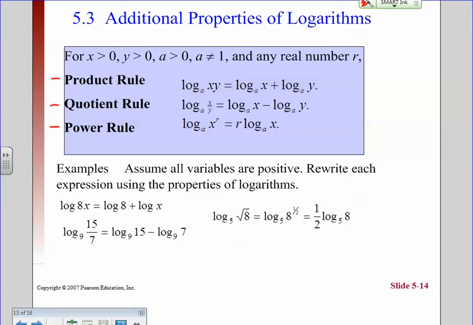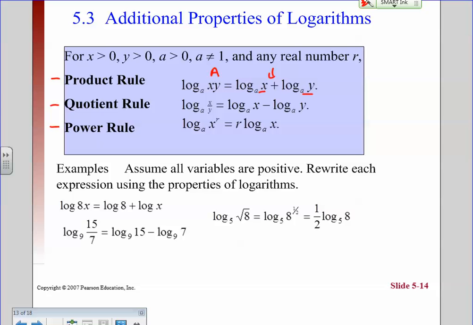The base is positive, and it's not equal to 1 because then we'd have a 0 exponent, right? And r is any real number. Okay? So what it's saying on the product rule is, if our argument is two things multiplied by each other, then that can be written as the sum of two logarithms, log of x and log of y, right? Those two products can be written as a sum.